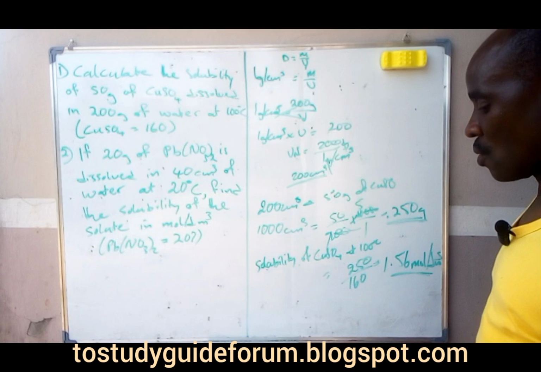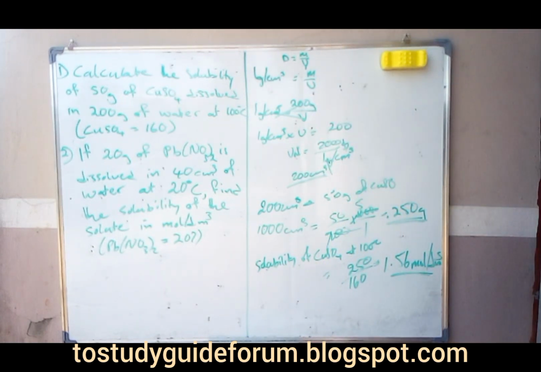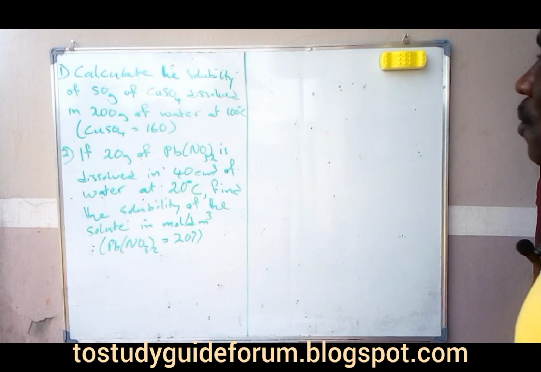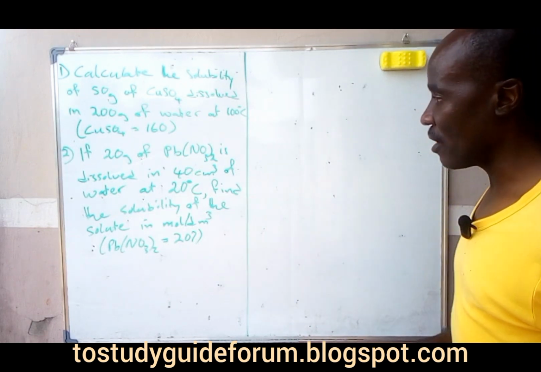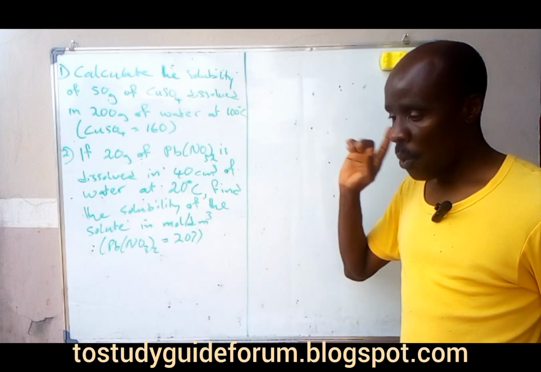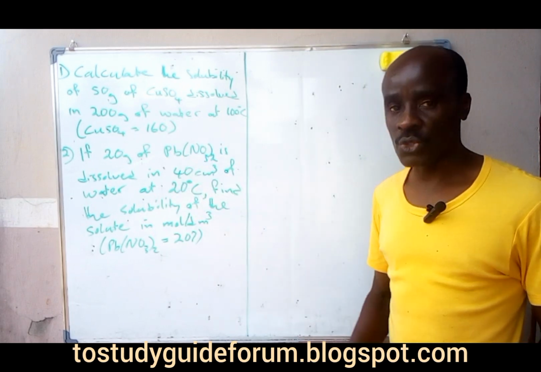So let's go to the second one. We say that if 20 grams of lead 2 trioxonitrate 5 is dissolved in 40 cm cube of water at 20 degrees Celsius, find the solubility of the solute in mole per dm cube. So what we're going to do now is find out the amount in grams that can saturate 1000 cm cube of the lead 2 trioxonitrate.